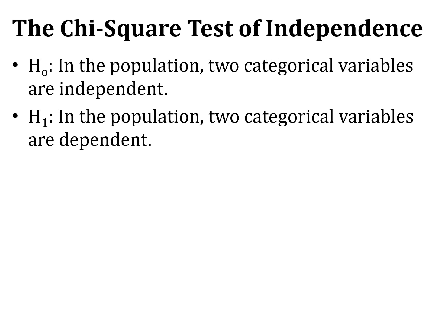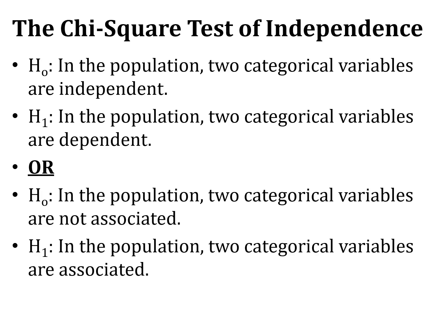So in the population, two categorical variables are independent or they are not associated. This is our null hypothesis. And the alternate hypothesis is, in the population, two categorical variables are dependent. Or in other words, in the population, two categorical variables are associated.